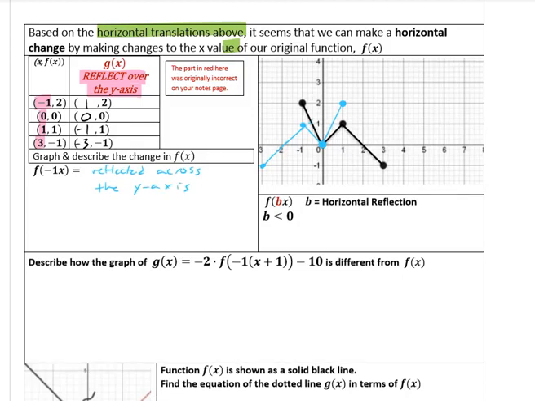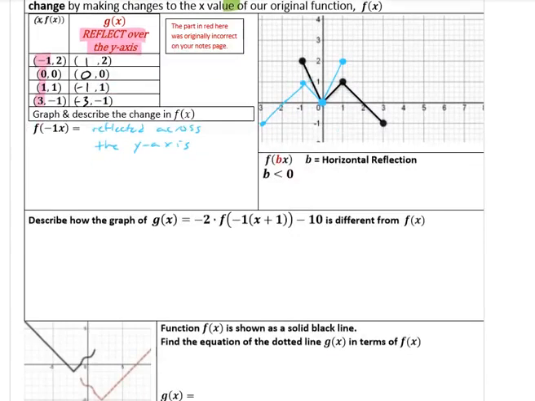So f of b times x is a horizontal reflection. A negative b means it reflects horizontally across the y-axis.